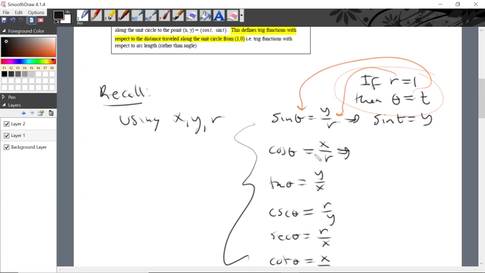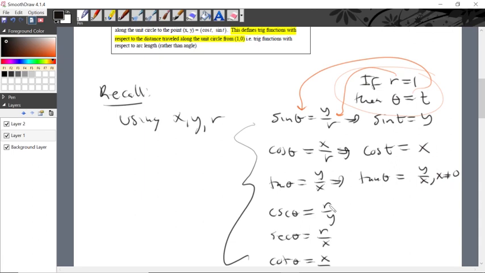Similarly, if we replace theta with t and r with 1 simultaneously here, the cosine of t is then equal to x. Notice there's no r in the tangent equation, so it's still true that the tangent of theta is equal to y over x. And as before, that's under the assumption that x is not equal to 0, otherwise this would be undefined.